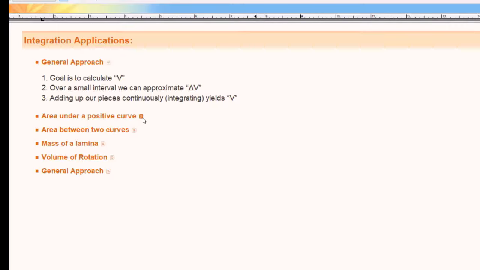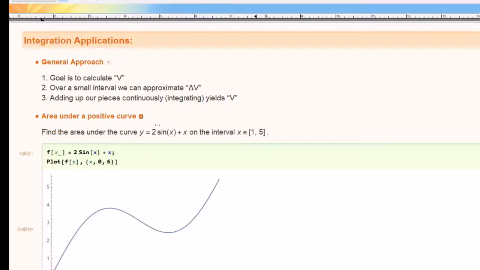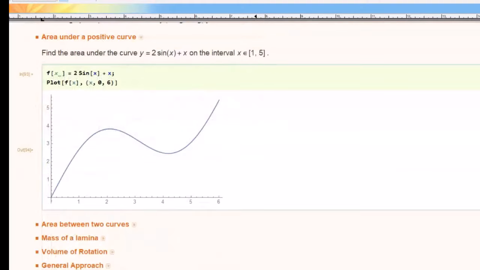Well, let's take a look at a specific example, area under a positive curve. So here's my problem. I want to find the area under this curve, y equals 2 sine of x plus x, on the interval where x goes from 1 to 5. And so what is my process going to look like? Well, I'm trying to find the area under the curve on this interval. And the area is hard to calculate because the height changes throughout our region.